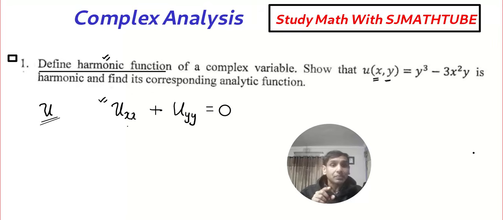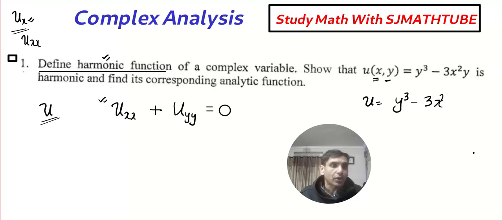I hope you still remember. Ux means differentiating the given function by treating x as the only variable, and uxx means the double derivative. So let's take this as an example. U equal to y cube minus 3x squared y. I can write casually as u, but if you want to be more mathematical, you can call it a function in x and y. Anyway, this will be more comfortable.